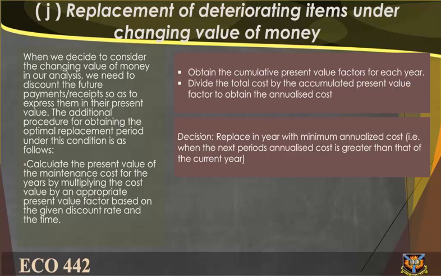Calculate the present value of the maintenance cost for the years by multiplying the cost value by an appropriate present value factor based on the given discount rate and the time. Obtain the cumulative present value factors for each year. Divide the total cost by the accumulated present value factor to obtain the annualized cost. Decision. Replace in the year with minimum annualized cost, that is, when the next period's annualized cost is greater than that of the current year.